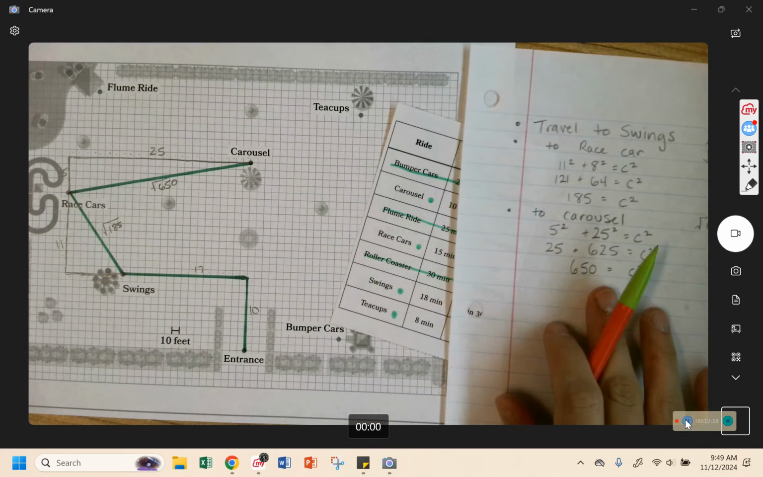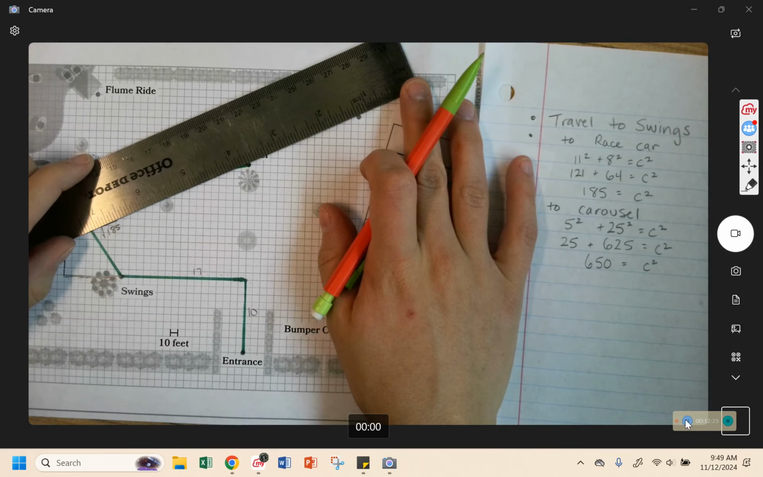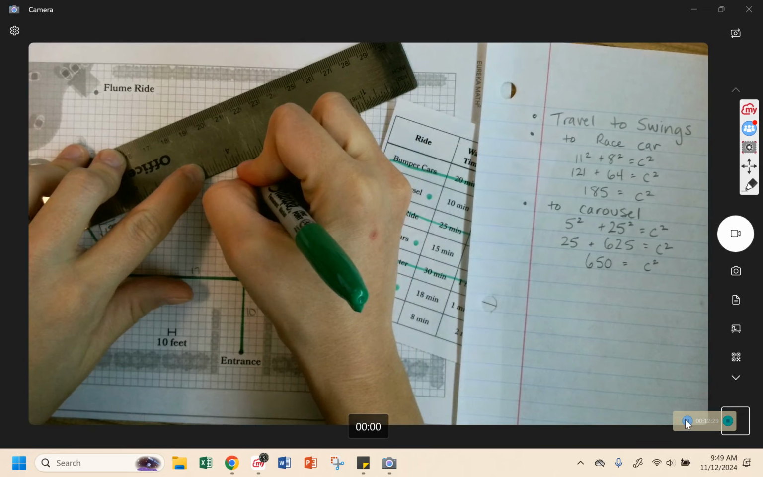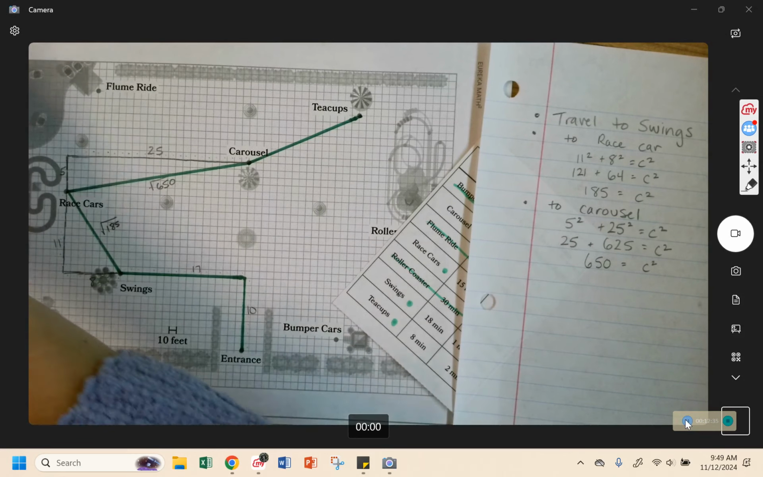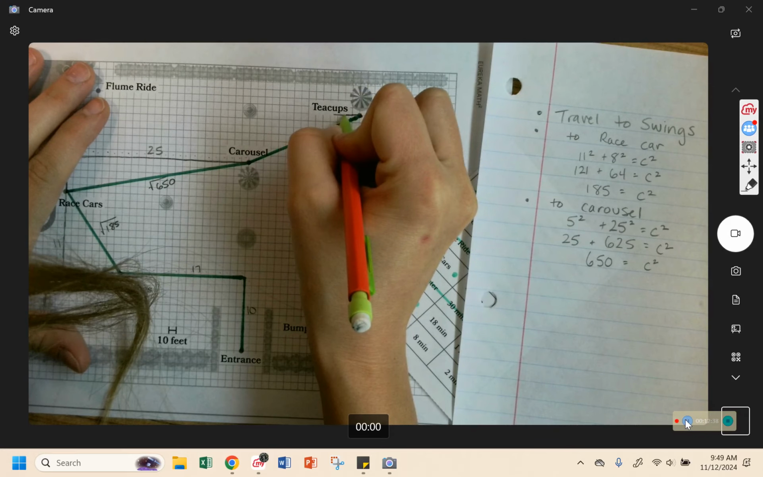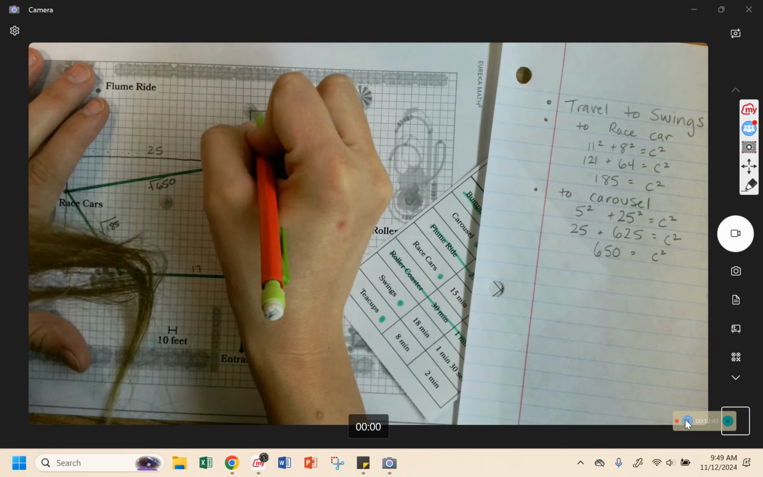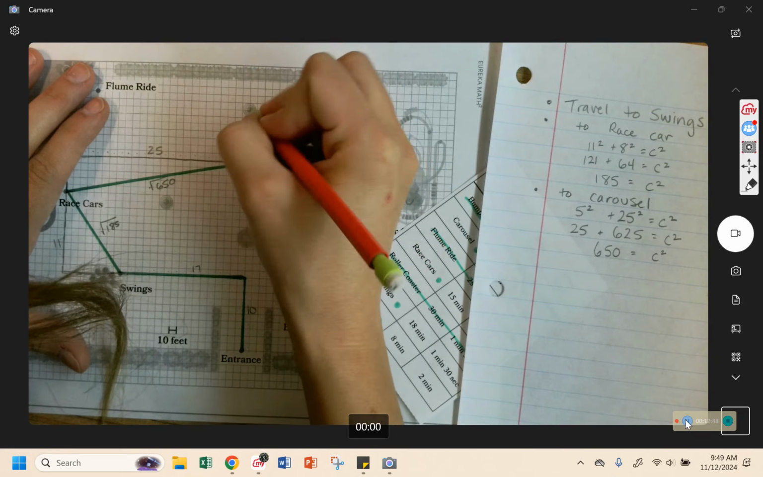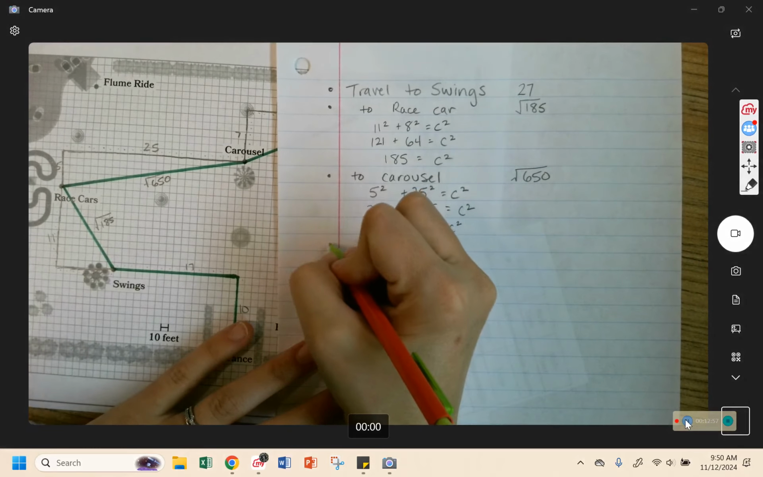Now up and over to the teacups for our final ride. Doesn't look like anything's in the way this time, so we will take the direct path, creating another right triangle. This is 7 up and 15 across, and this is to the teacups.